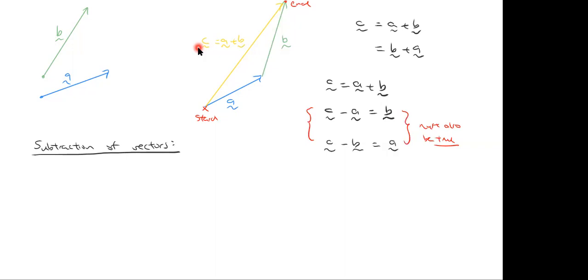Think about a number, right? If you have 5 minus 2, we all know the answer. What's the answer? 3. Right.